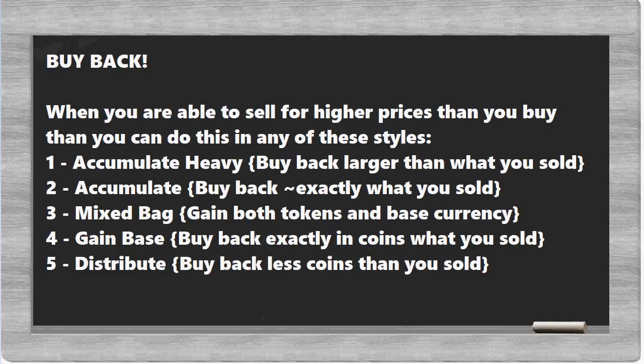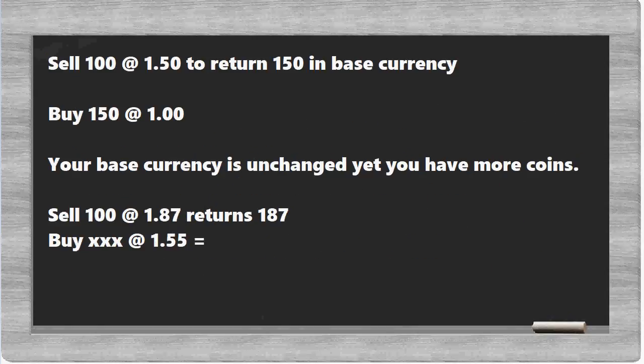So let's explain this a little bit. I'm going to start off with number 2, which is the accumulation phase. Let's assume that you are able to sell 100 of a certain thing at a price of 1.50. And after commissions are all done, you get back 150 on your base currency. If you're able to buy back at a much cheaper price, say, even 1, you can now buy 150. Your base currency will remain unchanged, but you just got yourself 50 free coins.